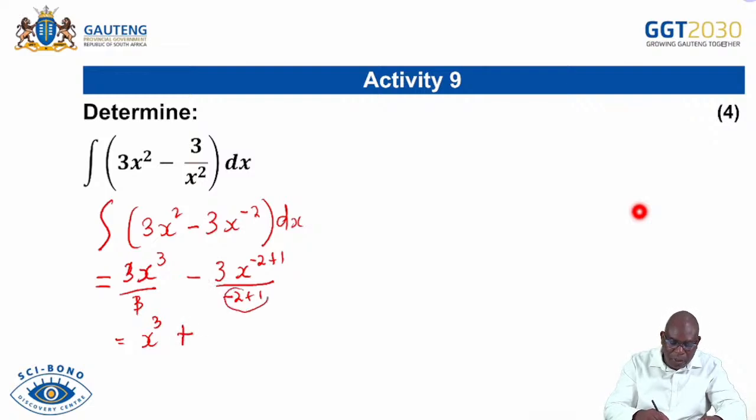Because this whole thing there is going to give us negative 1. So the negative 1 times negative, the negative times this negative will give me a positive. That's why that sign has changed. On top, what am I left with? 3x to the power negative 1.